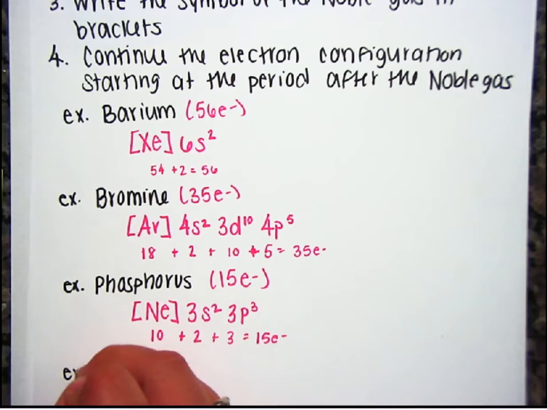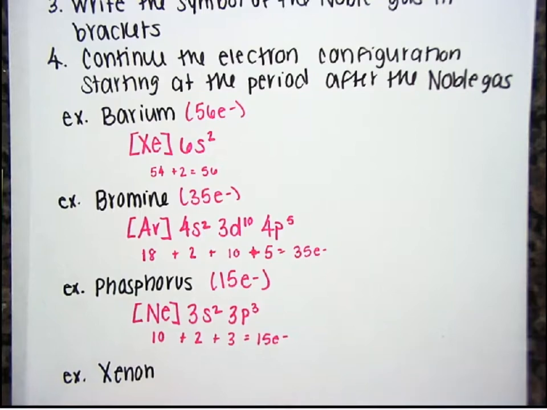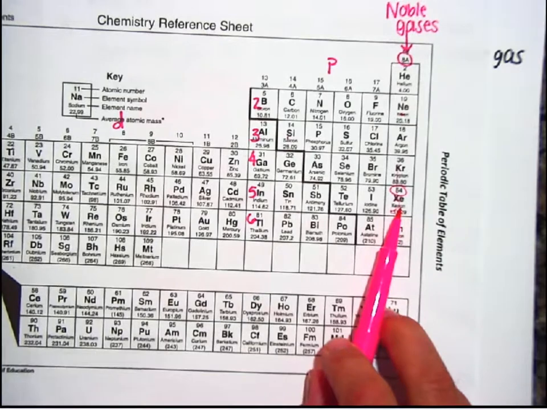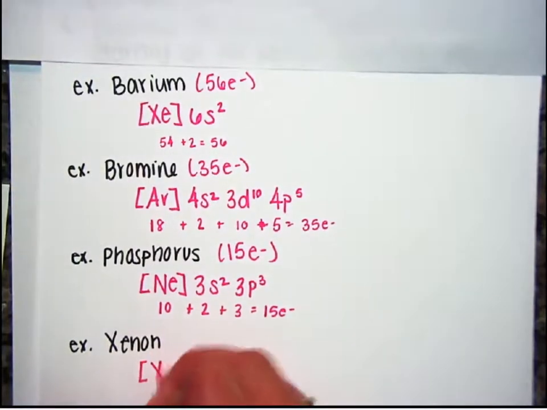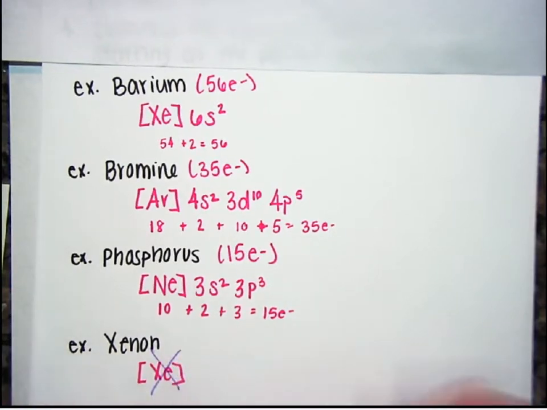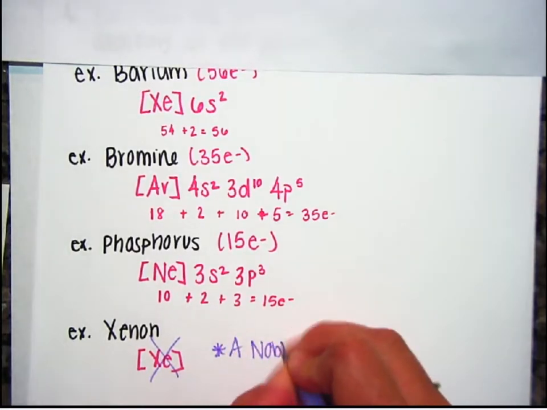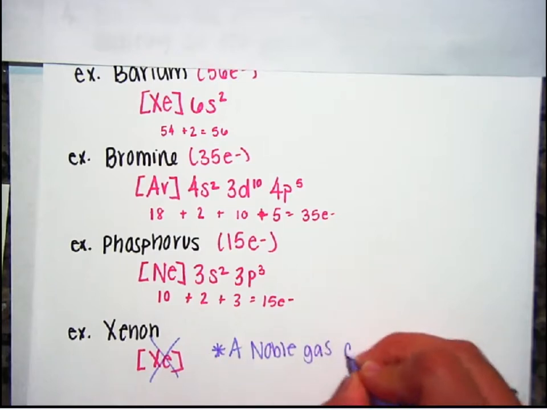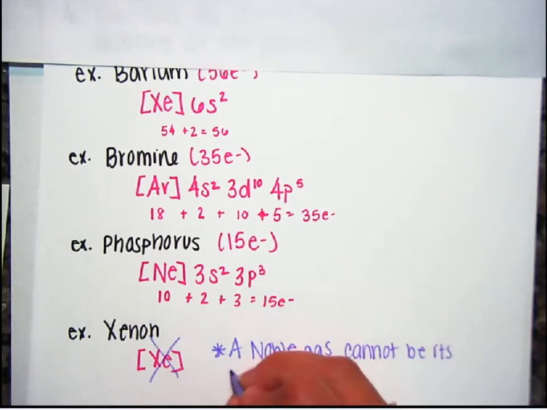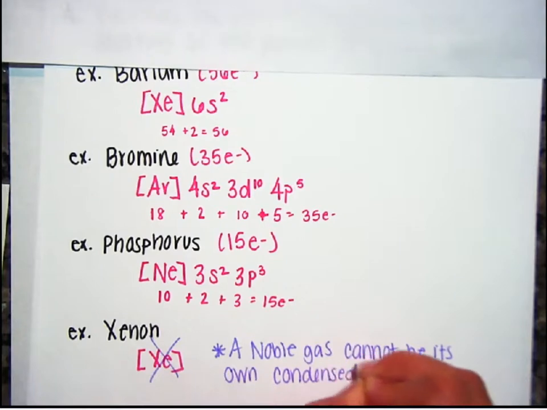Lastly, let's do xenon. Well, xenon is a noble gas. Not allowed. A noble gas cannot be its own condensed notation.